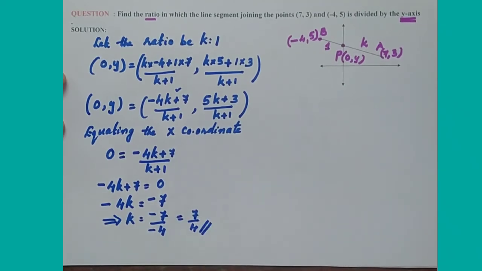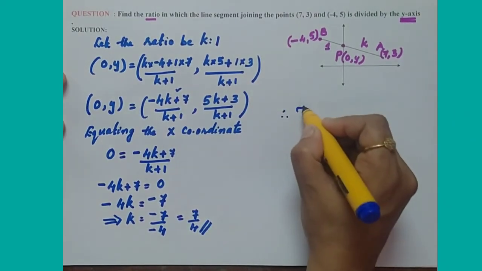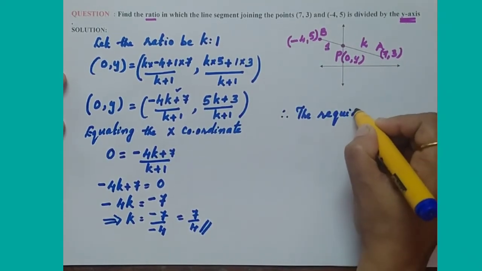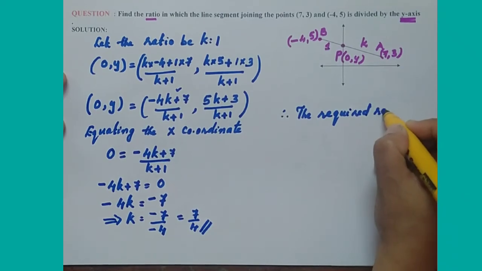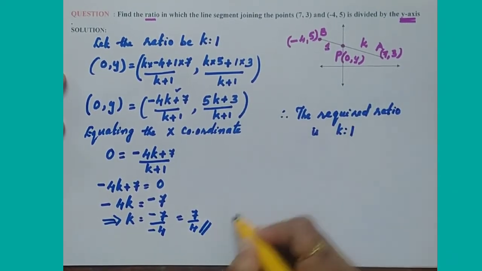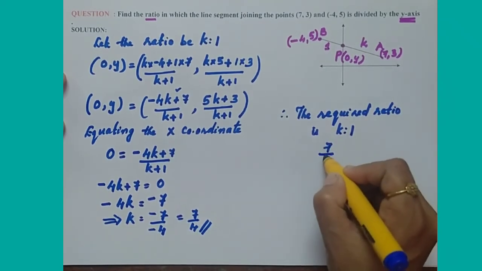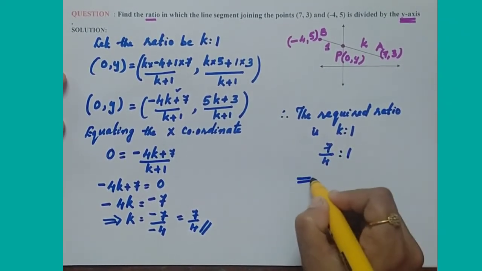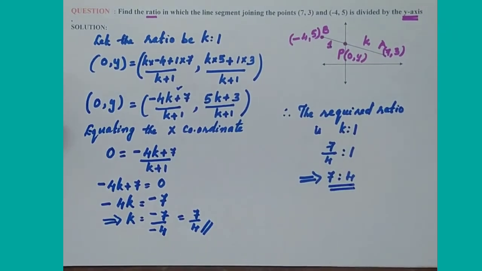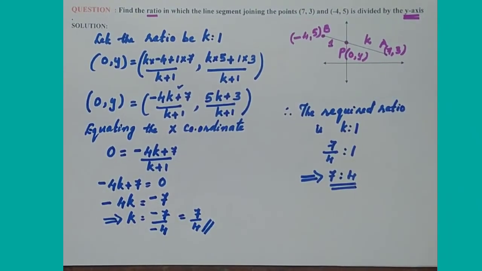Which is the standard form. Therefore, the required ratio is k is to 1. What is the value of k here? 7 by 4 is to 1. If you want, you can cross multiply and write the ratio as 7 is to 4. So, these are very, very important questions for the board examination based on the application of the section formula.